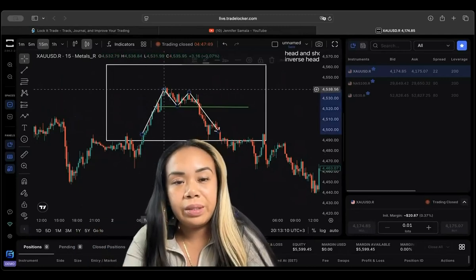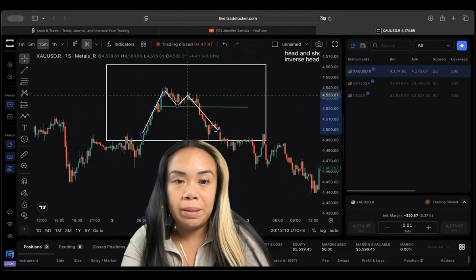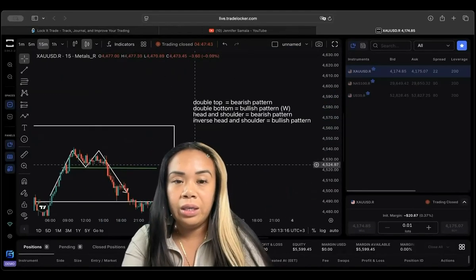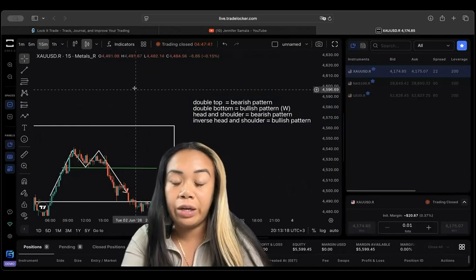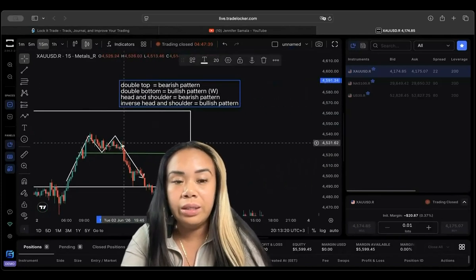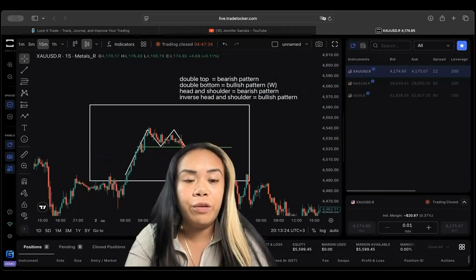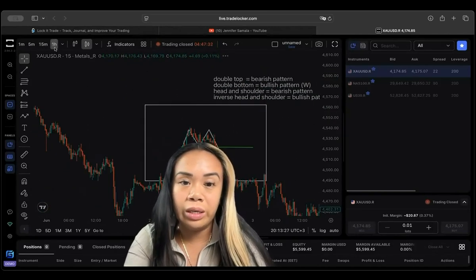Anyways, here it is. Okay, so it's not picture perfect, guys, but this is a double top pattern, and a double top pattern, essentially, is a bearish pattern. What did it end up doing? It did end up coming down, as you guys can see. Okay, moving forward on to the next one.